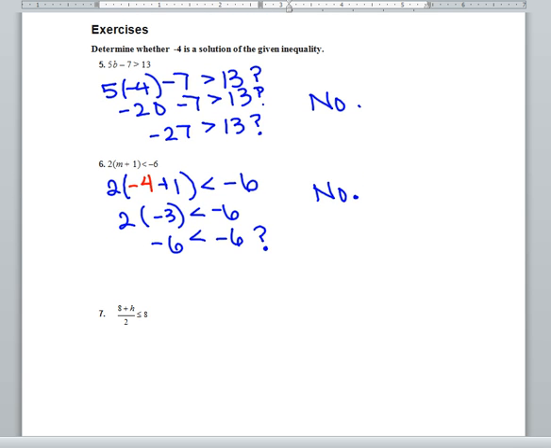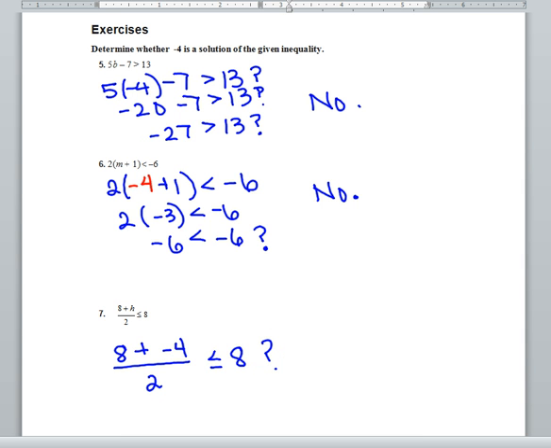Let's try one more. We're still using -4. So we're going to replace h with a -4. And different problems are going to ask you to use different numbers to test. These examples just all happen to use the -4.